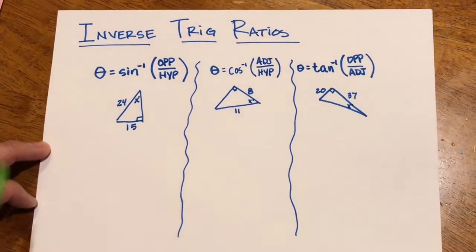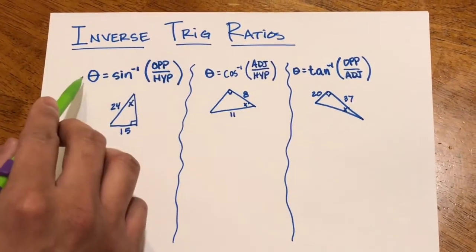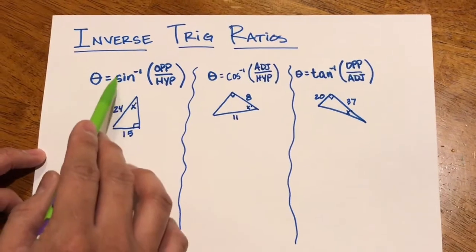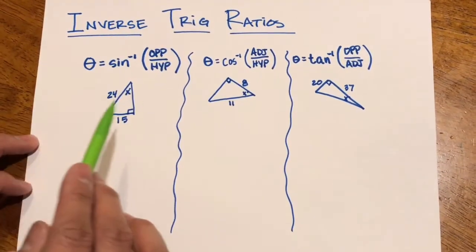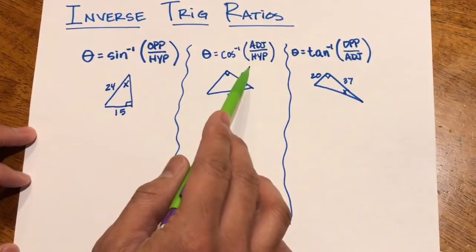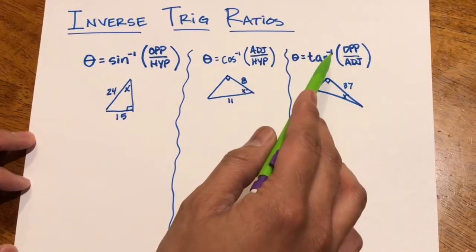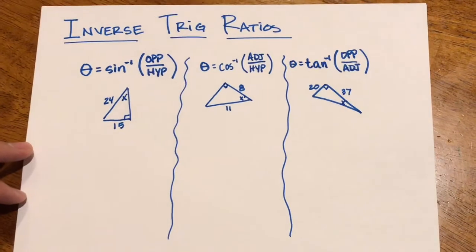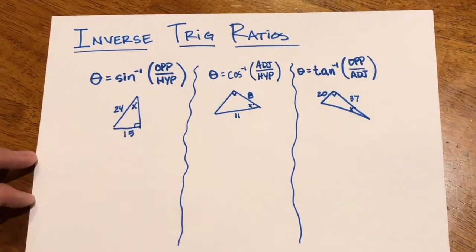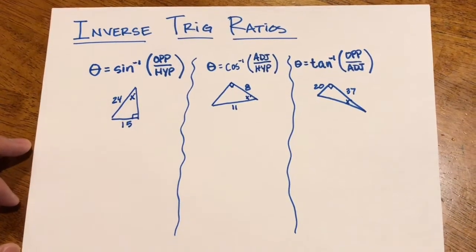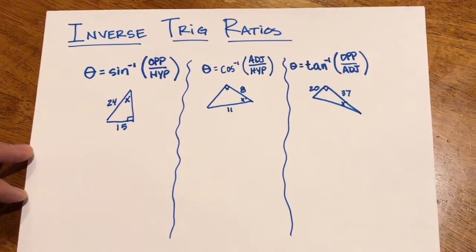Everything is the same, except now if we want to solve for the angle, we use what's called the inverse. So here we have sine inverse of the opposite over the hypotenuse. Cosine inverse is still adjacent over the hypotenuse, and tangent inverse of opposite over adjacent. So everything is still the same, but now it's going to help us solve for the angle instead of the side.